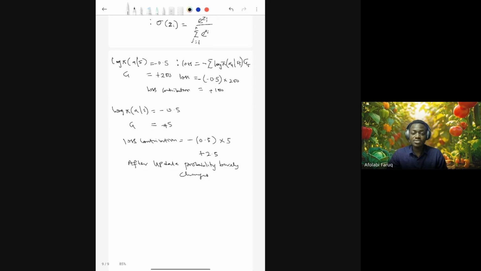So we're able to see how we calculate the loss contribution of each of these output values from the neural network layers, and we're able to see how the probability barely changes. When we calculate the loss contribution, the one with higher returns has higher loss contribution, and the one with lower returns has very low contribution. So yes, that's okay.